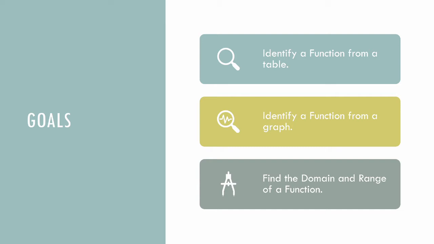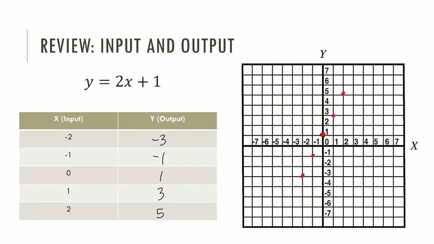Now, before we get to the new material, let's do some review of what we talked about in the last module. In the last module, we discussed input-output tables. We had a rule that was an equation, and so we created this table by taking input values, replacing them with x, so we would do 2 times negative 2 plus 1, and then we get an output value. So we did input, output, input, output. We made graphs, we made tables, and so on. Now a function is just a special class of input-output relation.